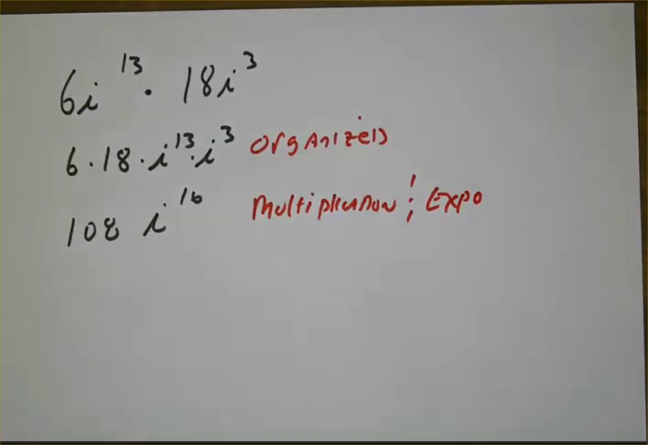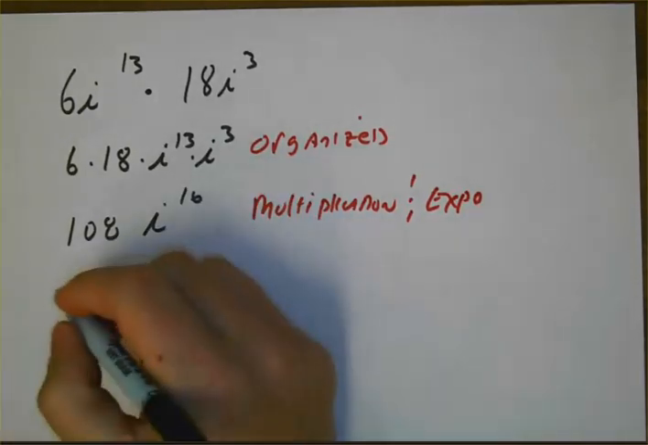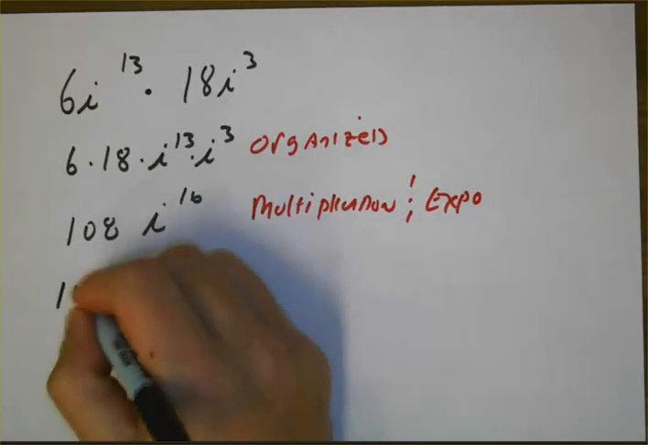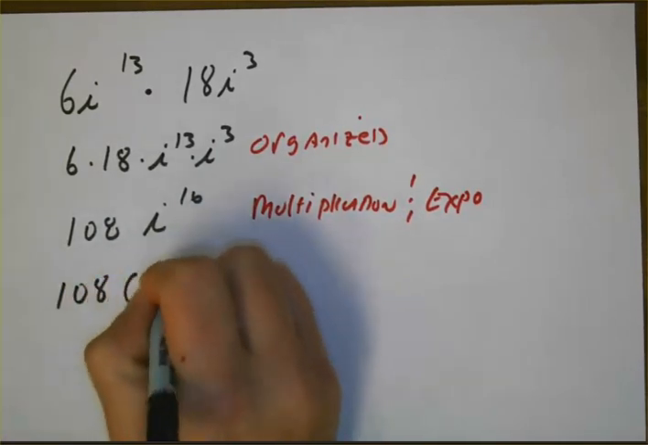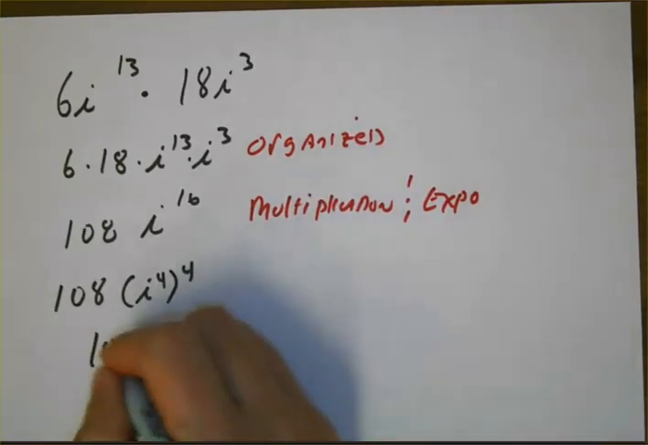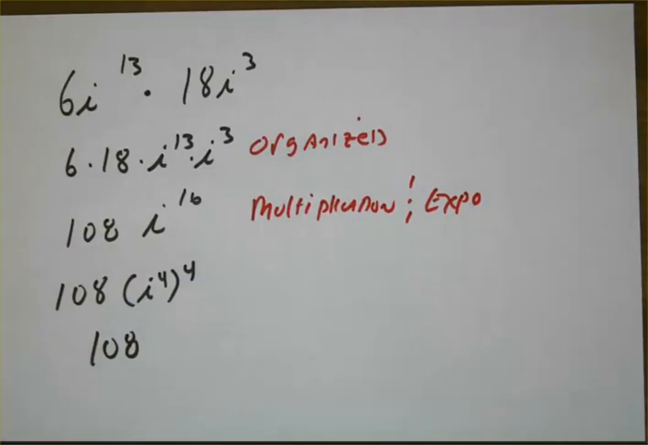If I take i to the 16, I can split this up. Oh, I know i to the fourth, which I talked about, was 1. So I'm going to do that, and that's 108. Isn't that i to the fourth? So what does that become? I guess that's 1. So that's just 108. Pretty simple, right?